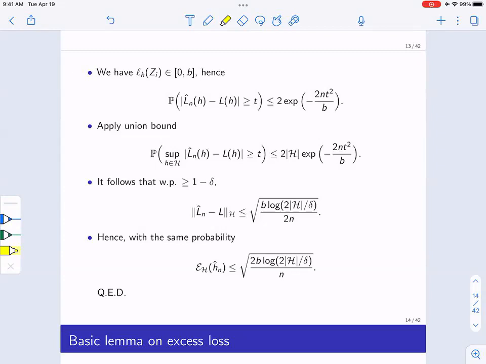If I let psi be less than or equal to delta, then this quantity here is something you can calculate, so you can solve for t, and you get the bound with the probability that it is there. And then twice that, if I multiply this by two, would be a bound on the excess risk. Okay, so this was fairly straightforward.